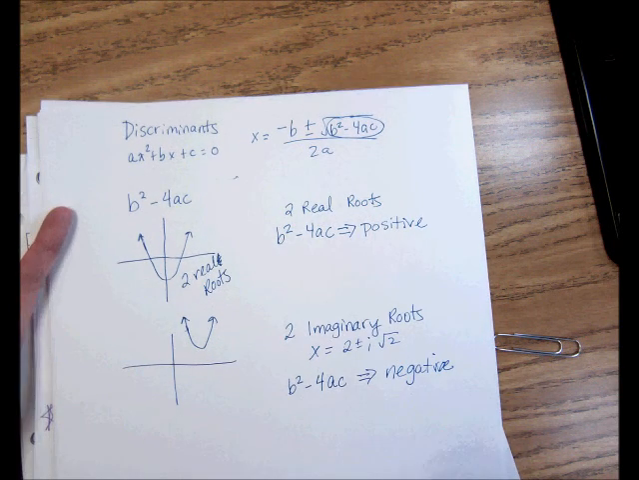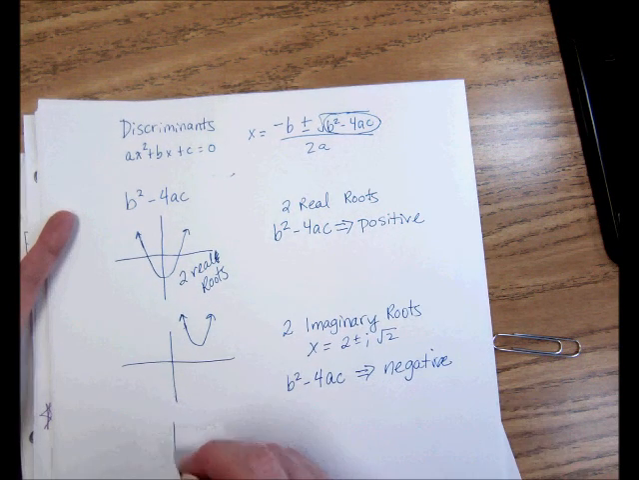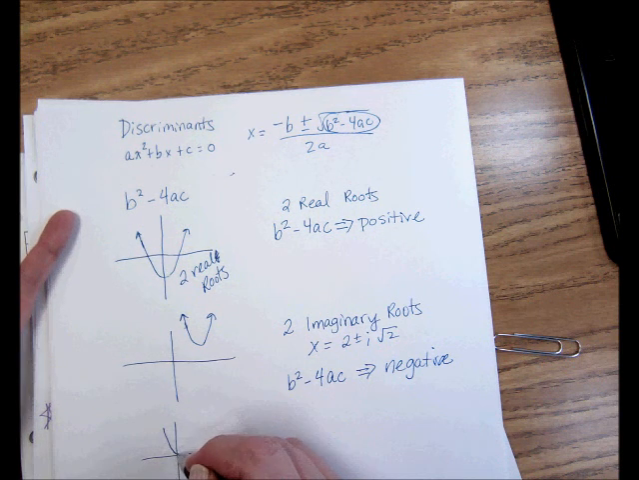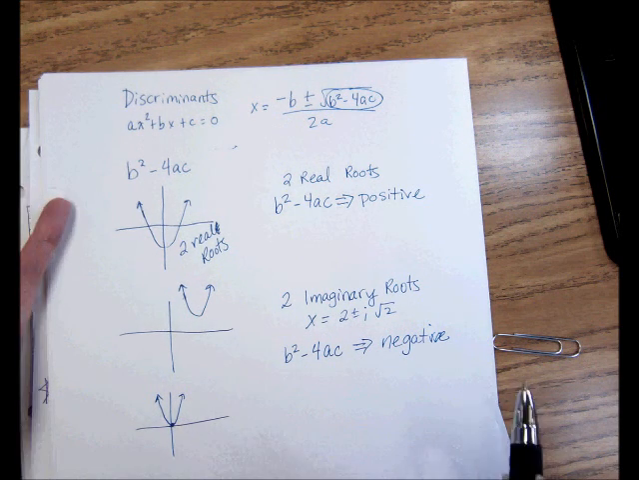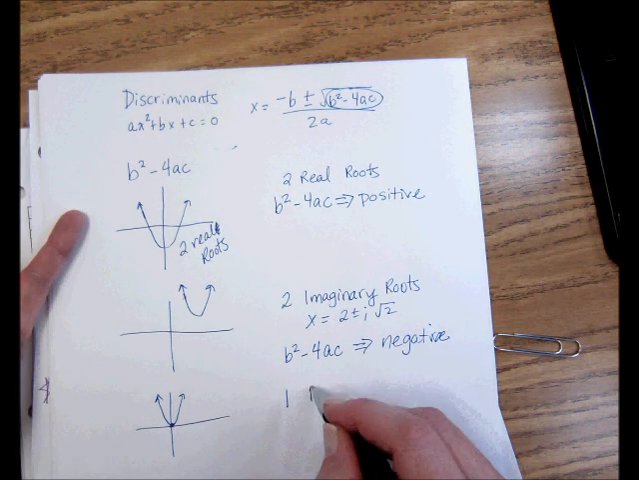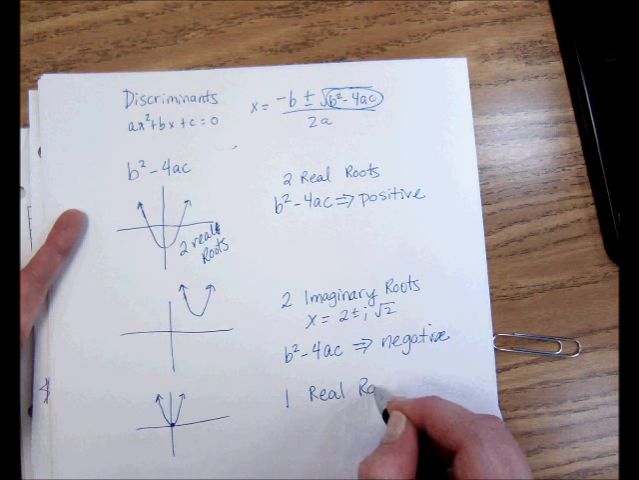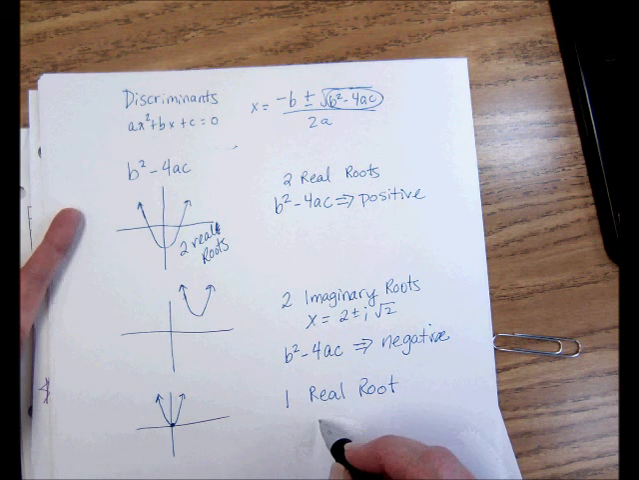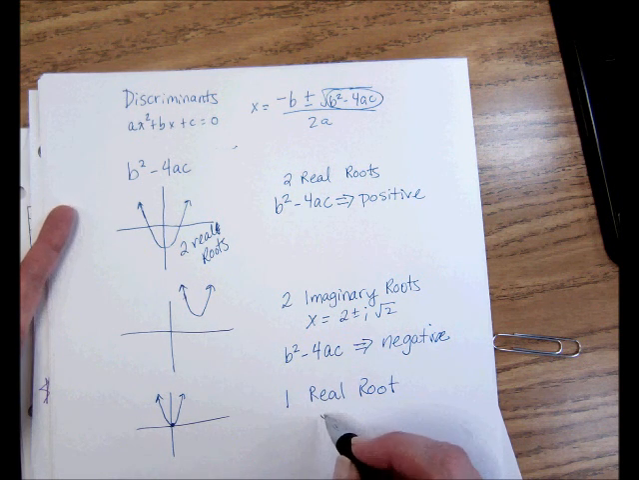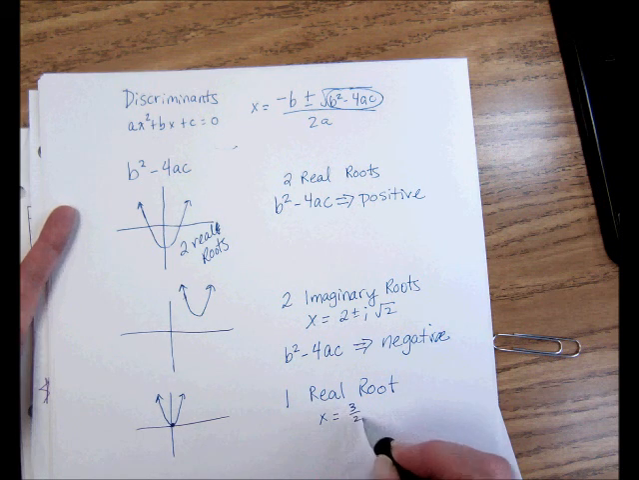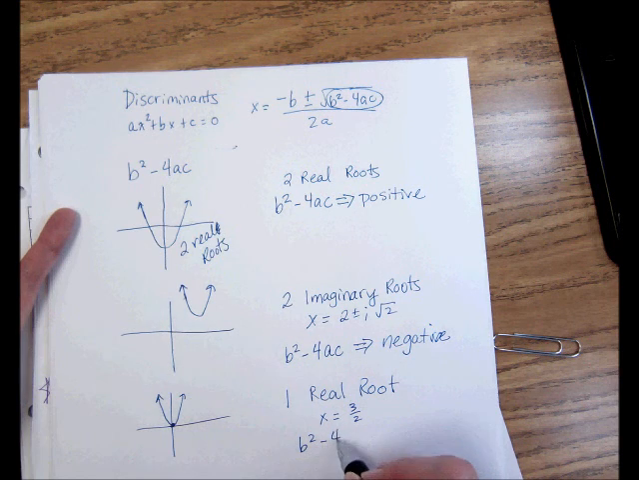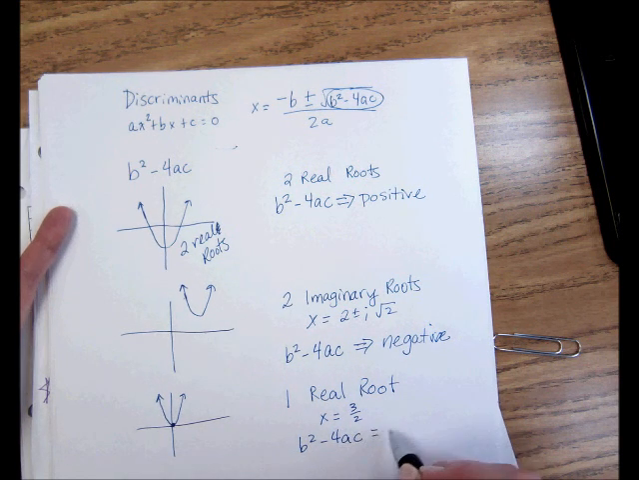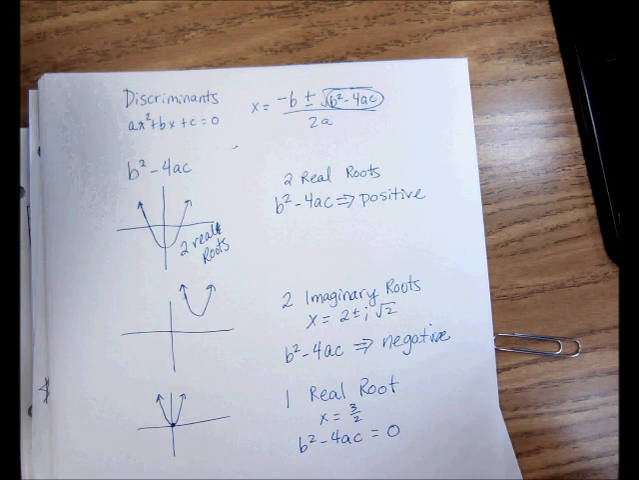And then there's one more type of situation, where there is only one answer. That means it only hits the x-axis one time. So this is one real root. And this is where x could be like x is equal to 3 halves. That would be one real root. So this is when my discriminant, b squared minus 4ac, is equal to 0.